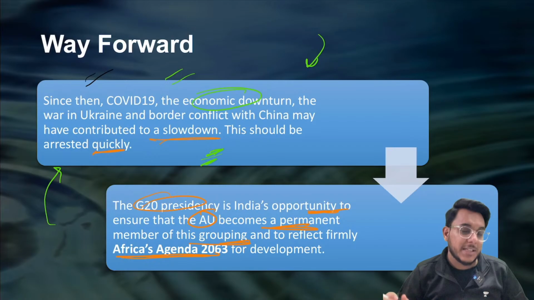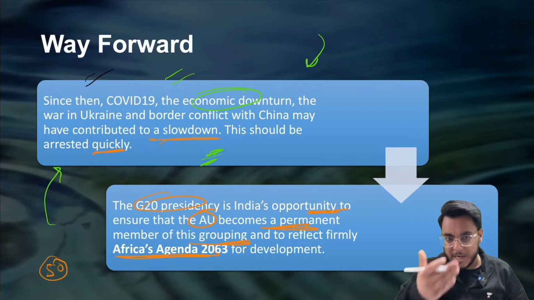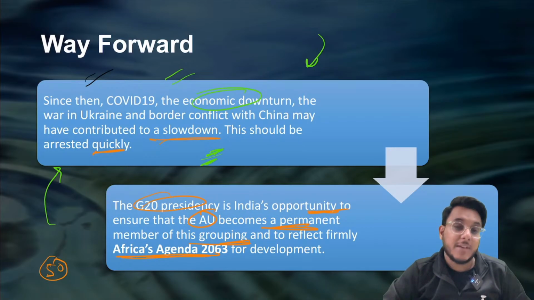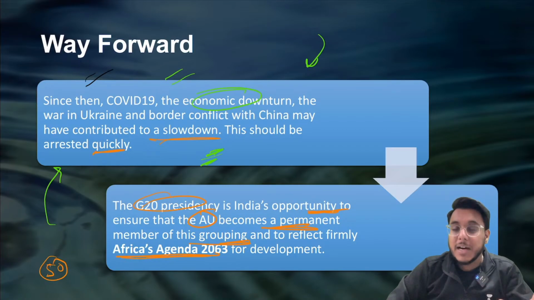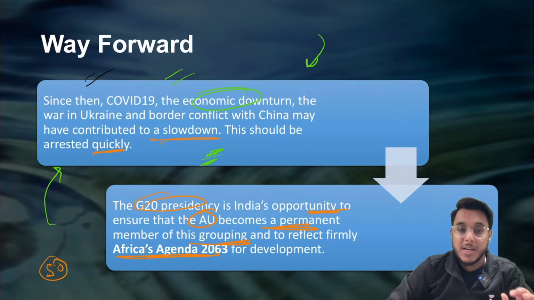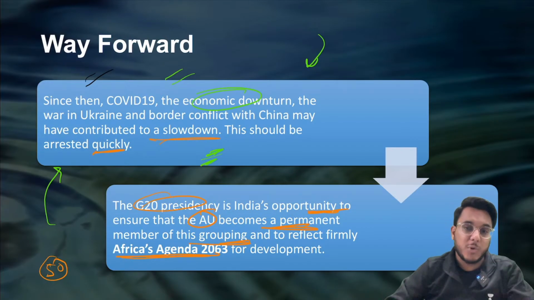Now, what is Africa's Agenda 2063? It was adopted around 2013, where it was believed that in the next 50 years, that is by 2063, Africa wants to become a strategic power and wants to become developed. So this is Africa's Agenda 2063, and to achieve this agenda, we can help Africa. By this, we can share deep and meaningful relations.